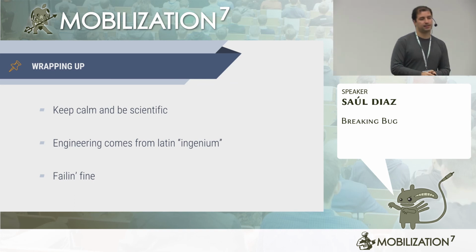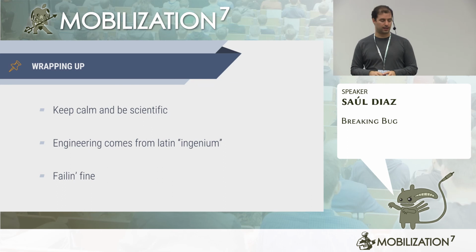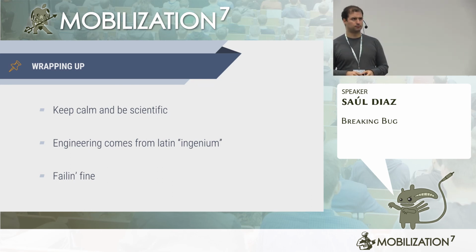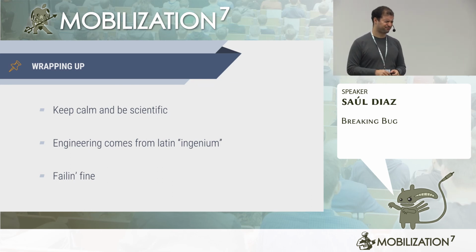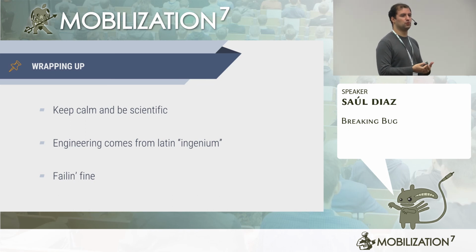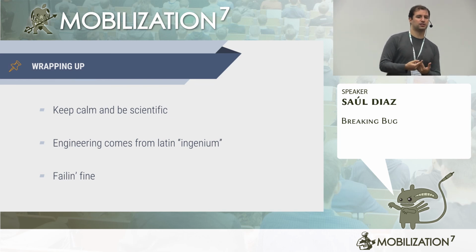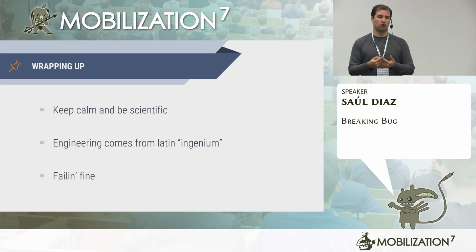Engineering comes from the Latin word ingenium, which in English means ingenuity, which is the way to come up with new ideas in order to solve a problem. So try to think laterally about your bugs if you have them. Try some tools, try some different approaches, like we did with the bounty, like we tried with the logs. Sometimes fixing a bug or diagnosing where a bug is, is not as easy as going straight forward.